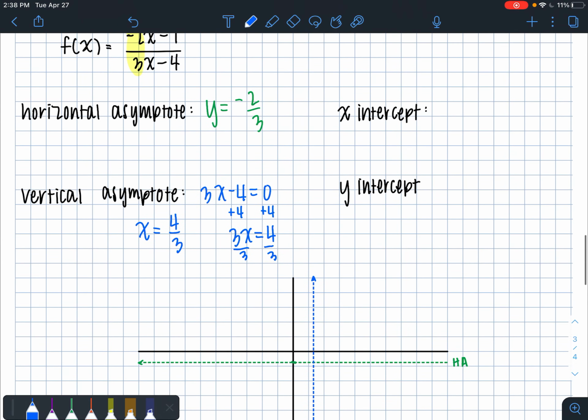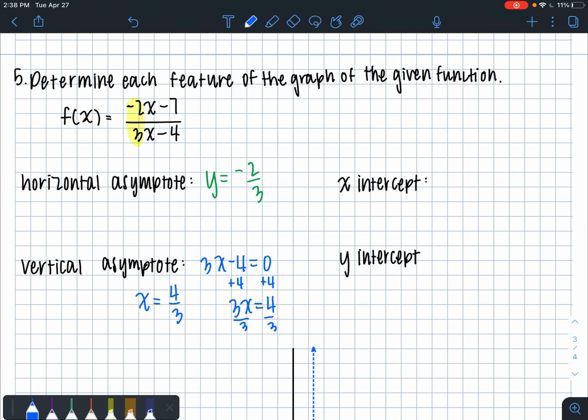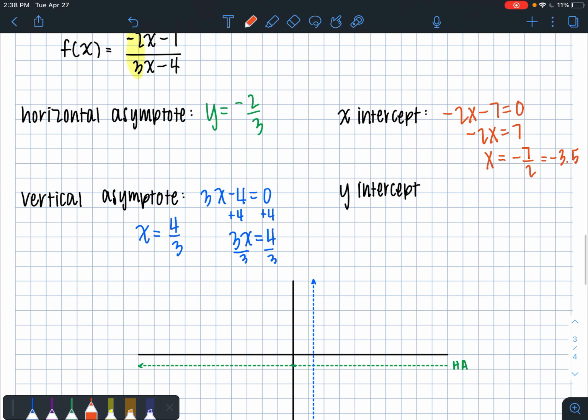Okay, to find the x-intercept, I'm going to set the numerator equal to 0. So negative 2x equals 7. Divide by negative 2, x equals negative 7 over 2, or exactly negative 3.5. So that's where it's going to intersect with the x-axis. So here's my x-axis. So I go negative 3.5 and plot that point.